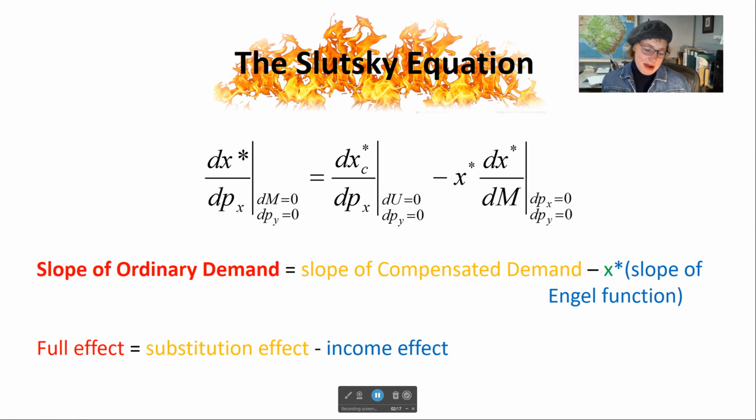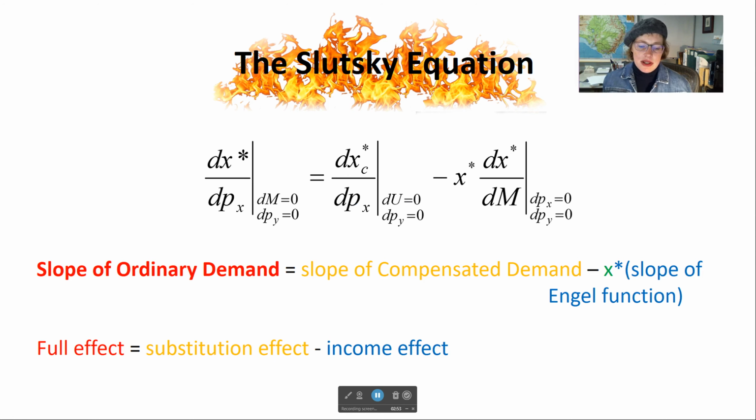This overall change is the result of two different processes. Remember our movement along the original indifference curve, or pivoting of the budget constraint, resulting from a price change? That is measured by the first term on the right-hand side of the Slutsky equation here. This first term, dx^c over dp_x, is the change in compensated demand in relation to the price change. It tells us how the consumer's demand changes when their utility is held constant.